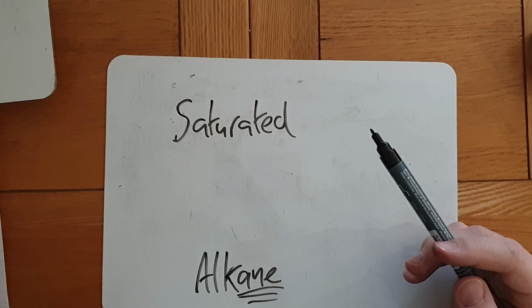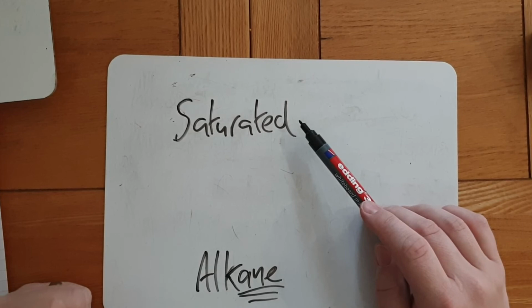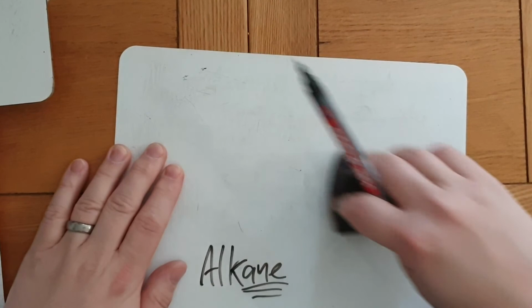When it's been raining loads and loads and the ground is saturated, it means the ground cannot absorb any more water. It is saturated and you get puddles forming on the surface. The ground's saturated, it can't take any more. When we talk about alkanes being saturated, it means they only have single bonds. Saturated means there are no double bonds in it at all.